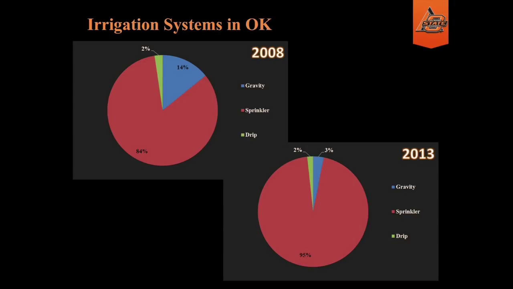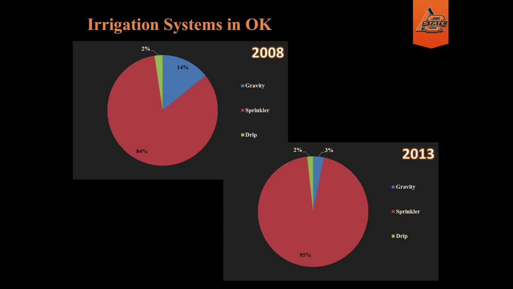Now, what are the types of irrigation systems we have in Oklahoma? Well, this is from the 2008 data. If you look at it, 84% was sprinkler systems, only 14% was gravity, and less than 2%, actually I think this was 1.8%, was drip systems. We have the updated version of this data from 2013. This is the last time that USDA NASS conducted this survey, and these are the numbers.